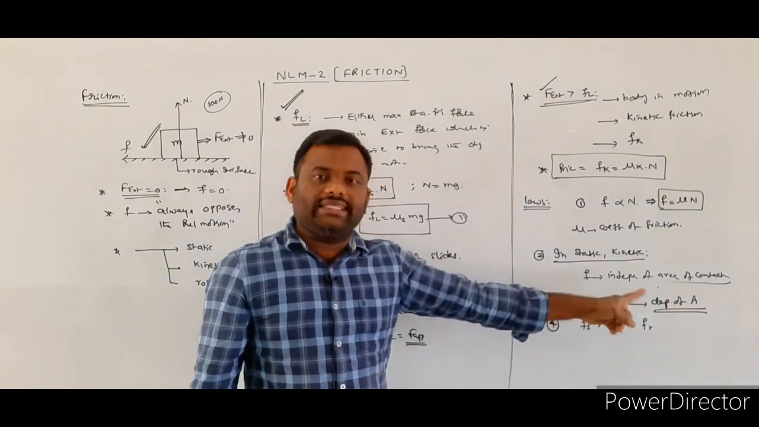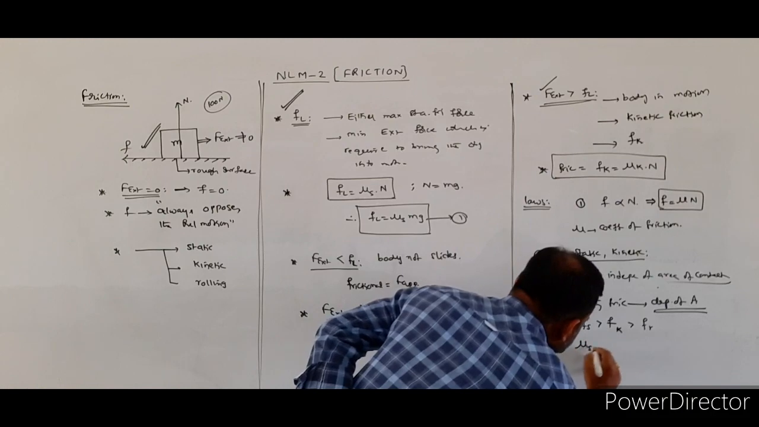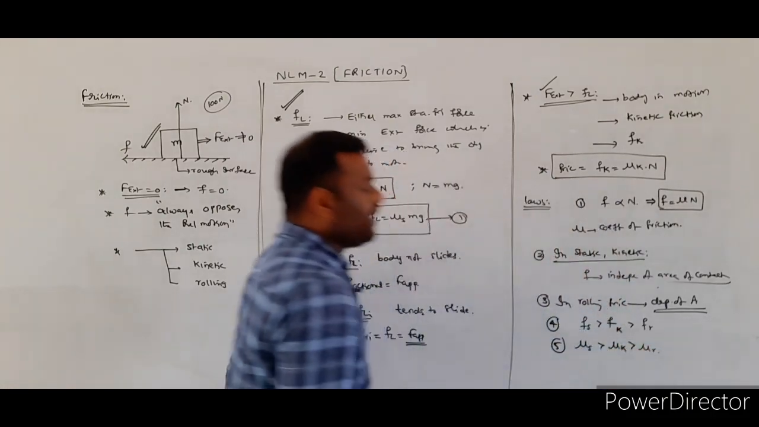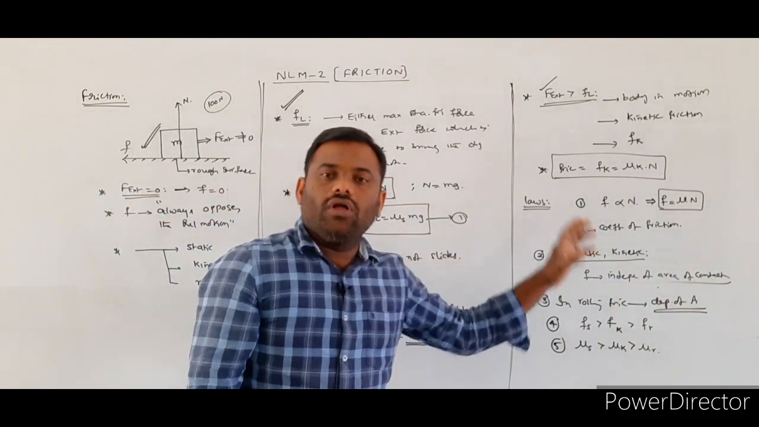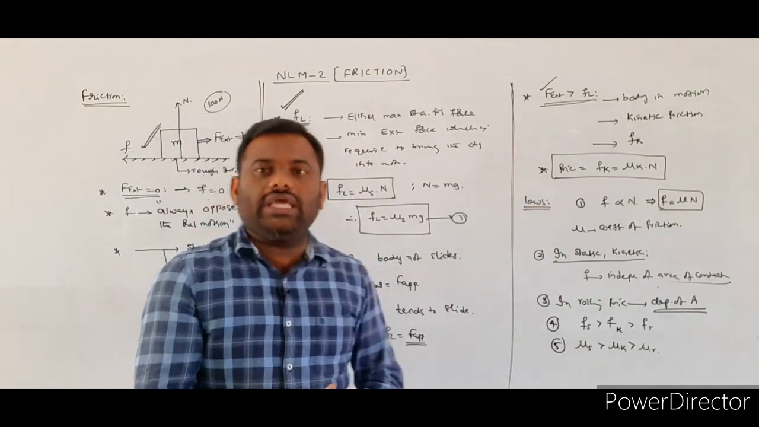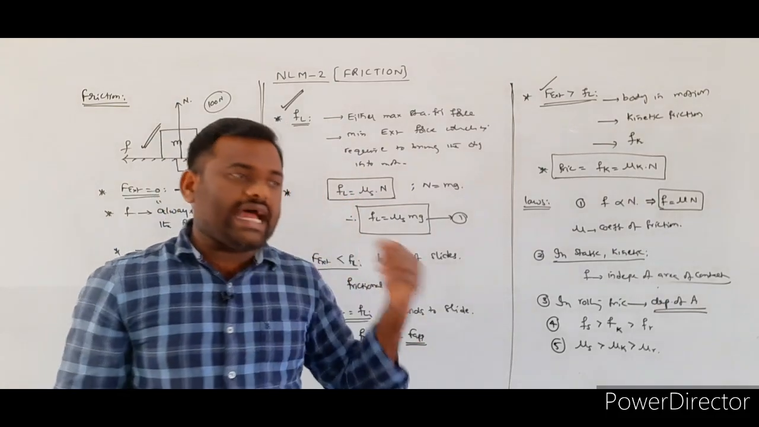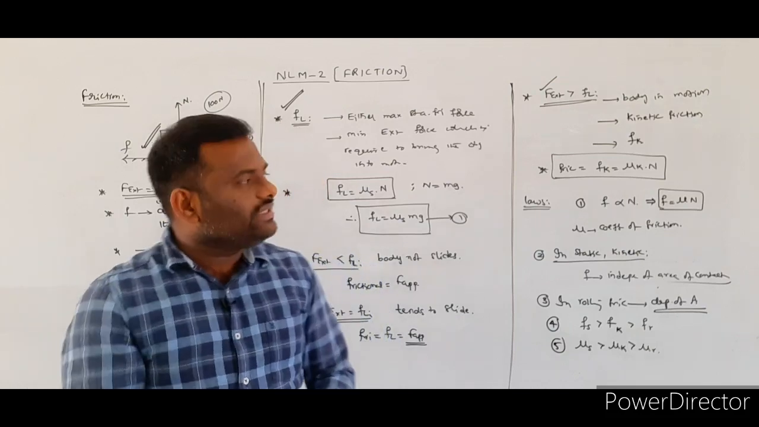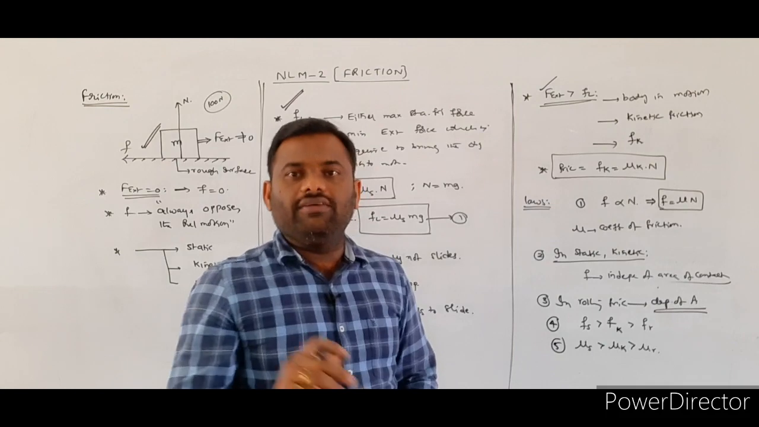With the relation existing like that, we can also write mu S is greater than mu K, which is greater than mu R. What is mu S? Coefficient of static friction is greater than coefficient of kinetic friction, which is also greater than coefficient of rolling friction. So the maximum frictional force is what? Static friction, and the minimum frictional force is what? Rolling friction. Okay, so these are the basic relations and basic information about the friction concept.